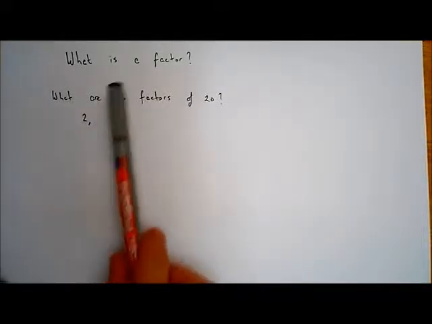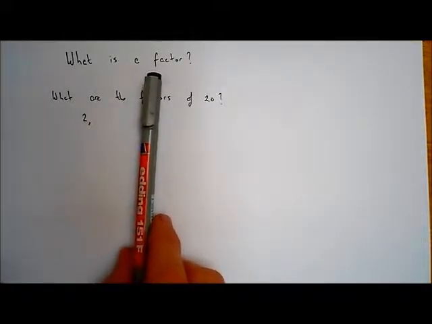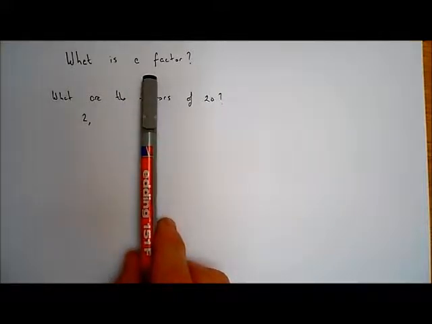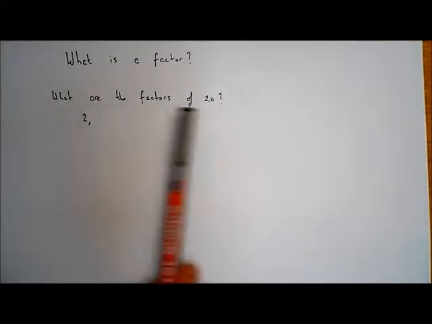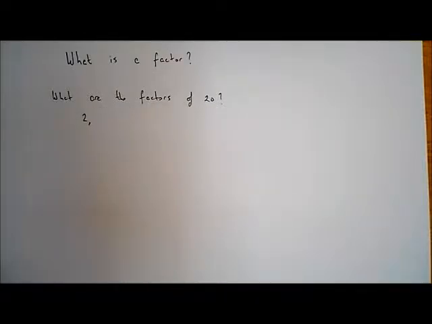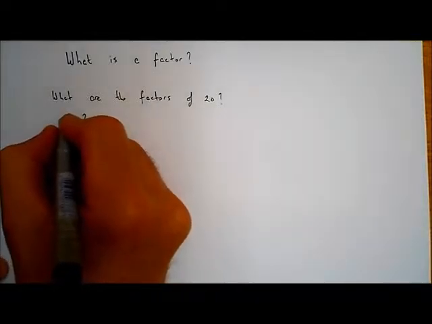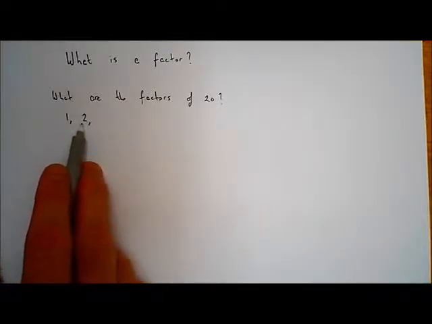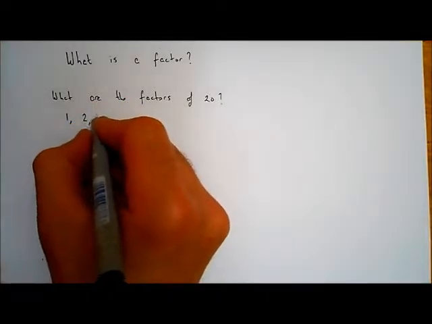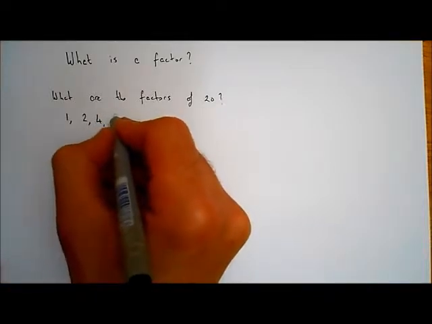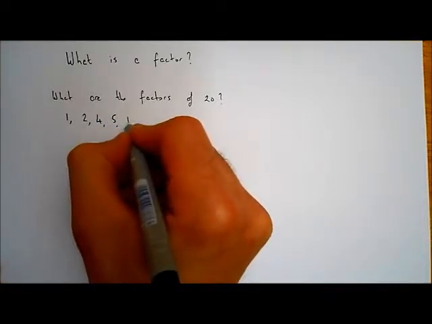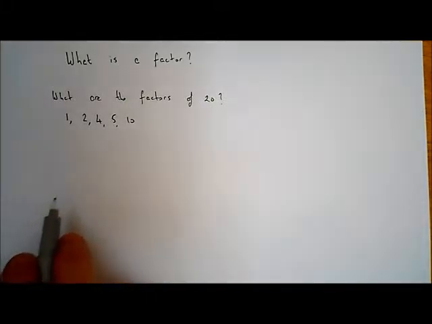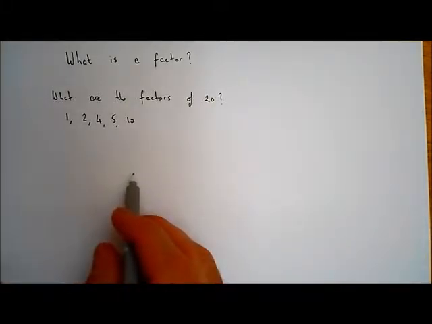Okay, you want to have a look at this idea of a factor and what exactly is a factor. So a factor is just a number that divides into another number evenly. So let's have a look at the factors of 20. The first number that divides into 20, well, 1 will always divide into 20. 2 is a factor of 20, it divides in evenly. 4 is another factor of 20, 5 is a factor of 20, and 10. So they're the whole numbers that divide evenly into the number 20. So we say that they are the factors of 20.